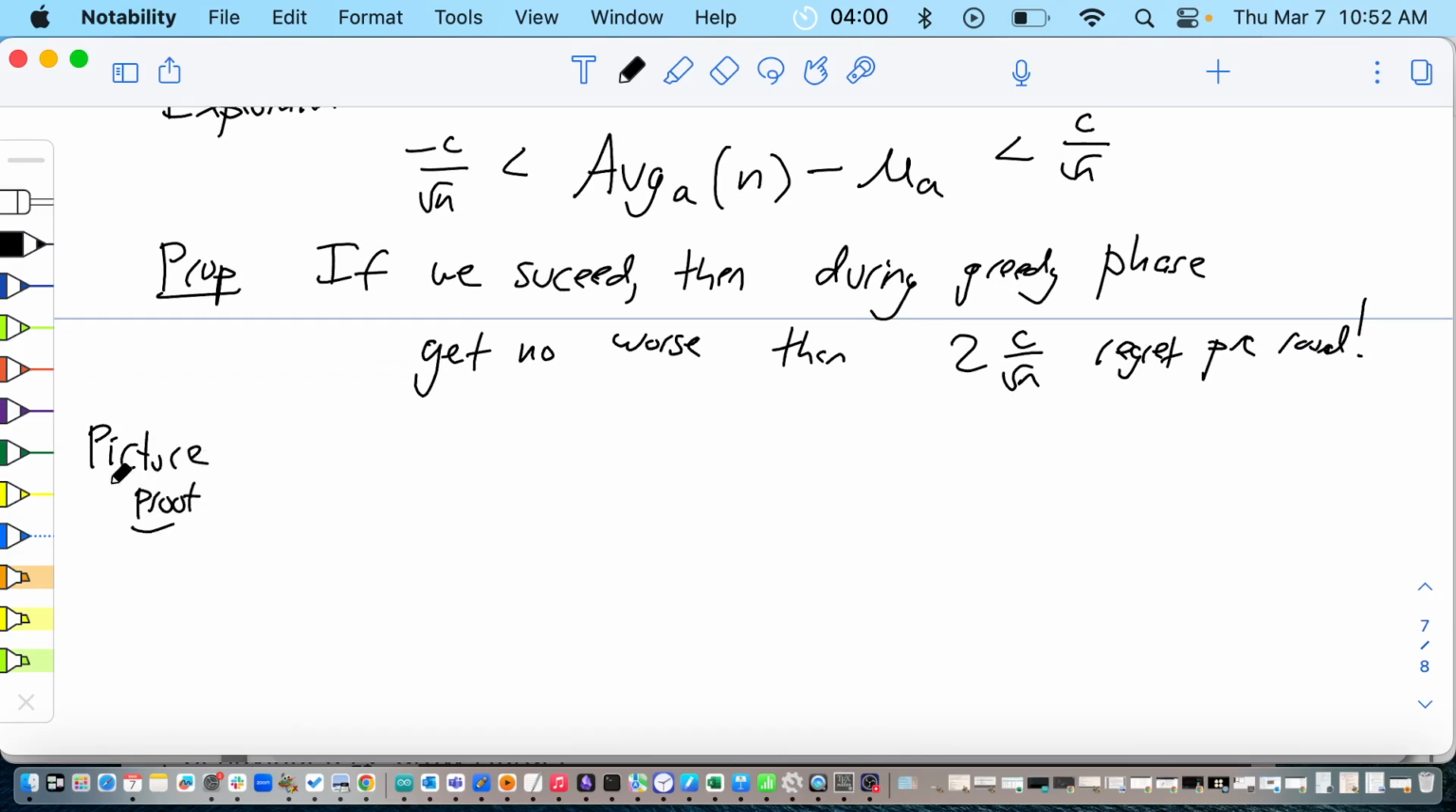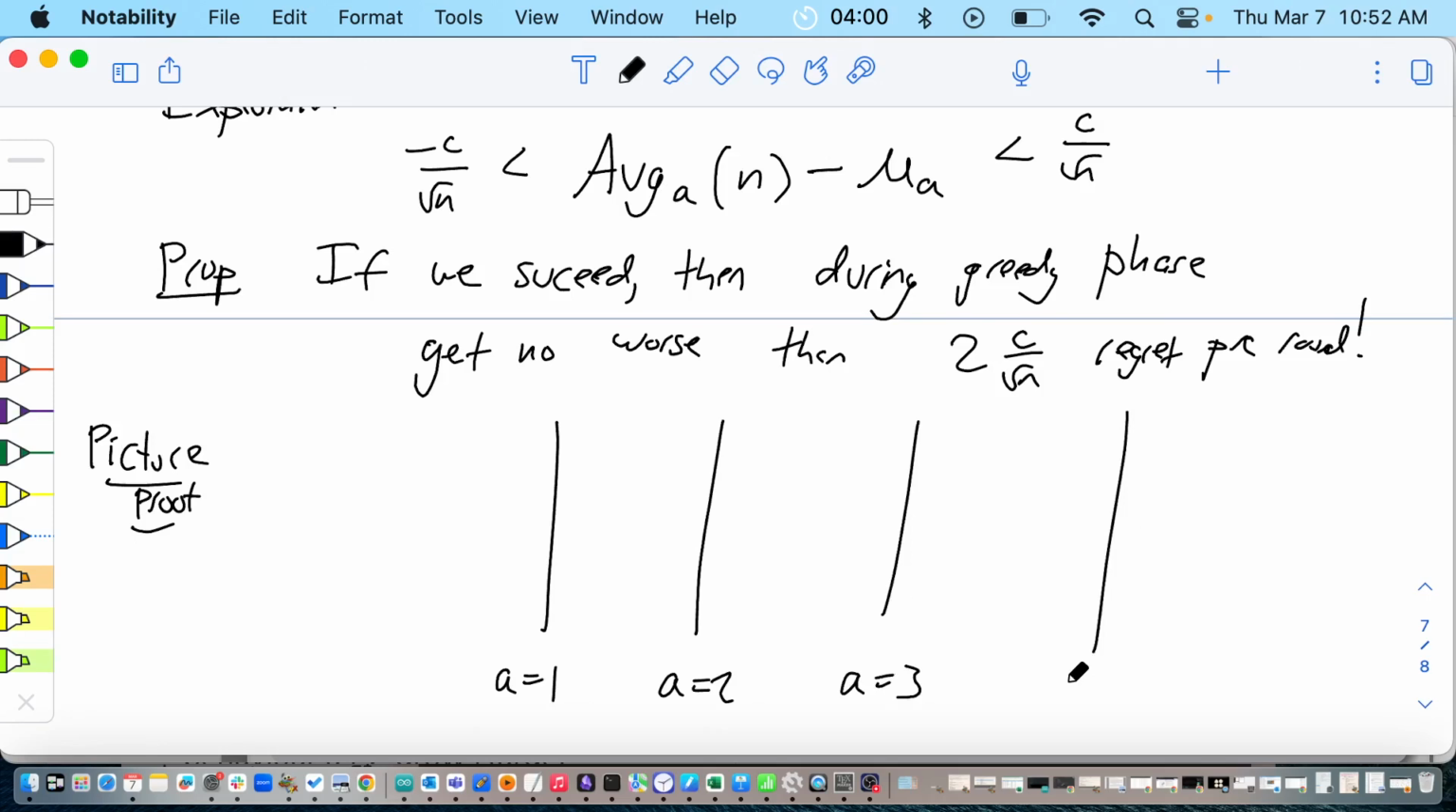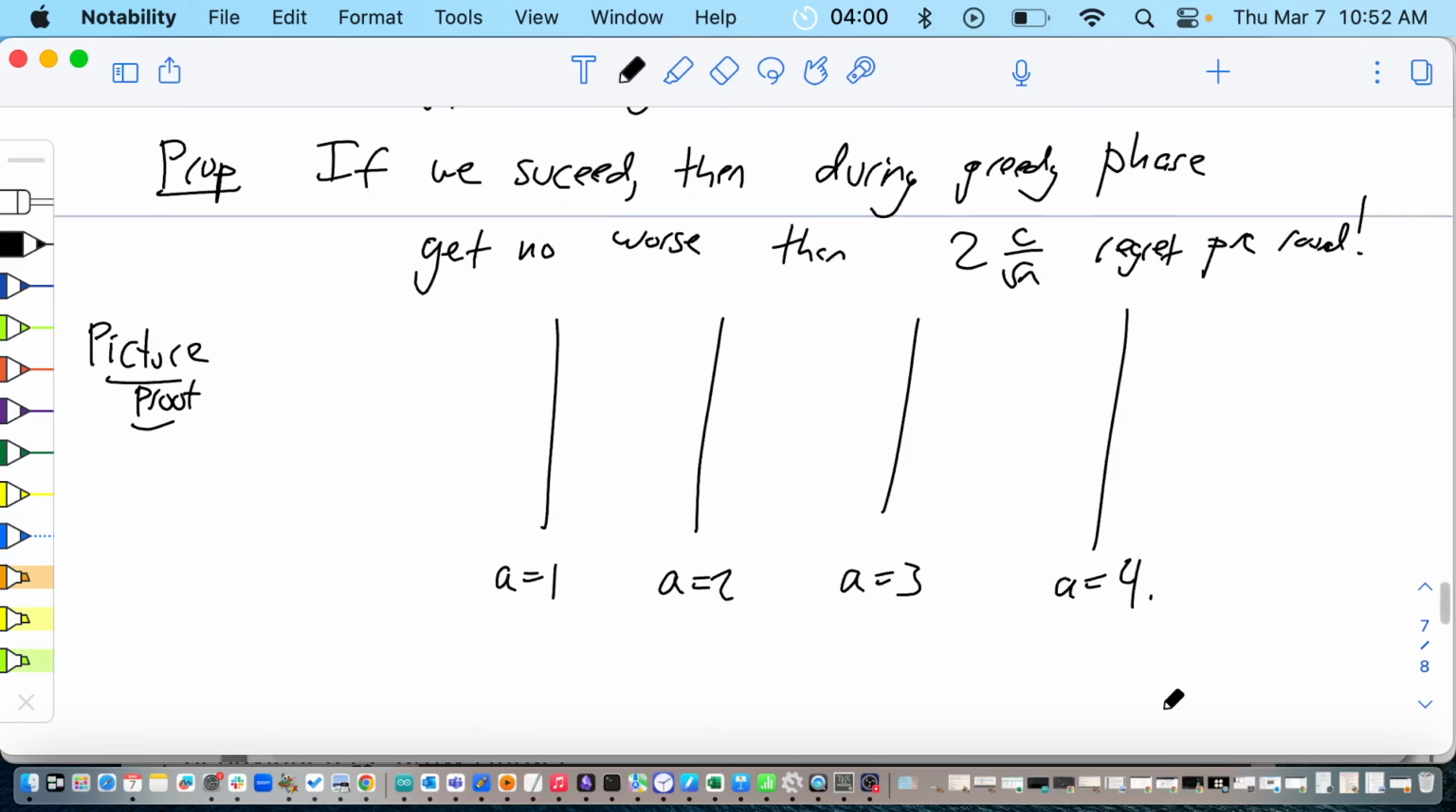And what I'm going to do is draw a number line for each arm. So here's arm A equals 1, here is arm A equals 2, here is arm A equals 3, here is arm A equals 4. And so on. Let's go with 4, because that's what we had in our example. You should think of these as number lines that are vertically stacked, so you can see which number is better and worse.